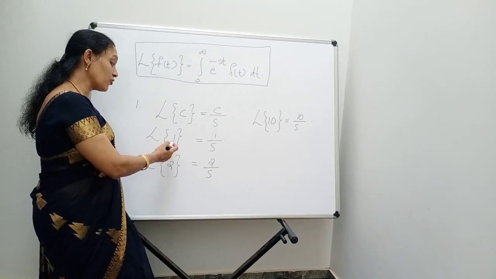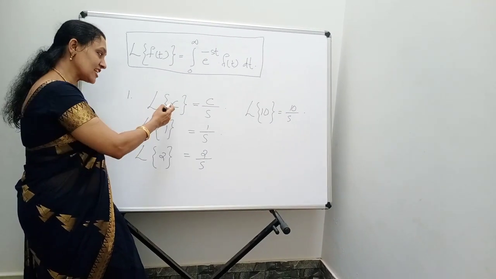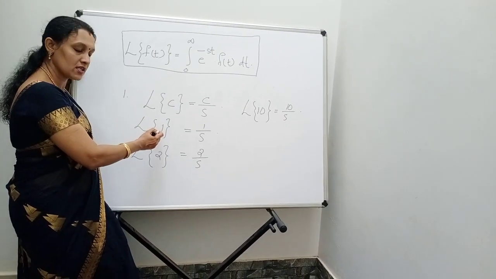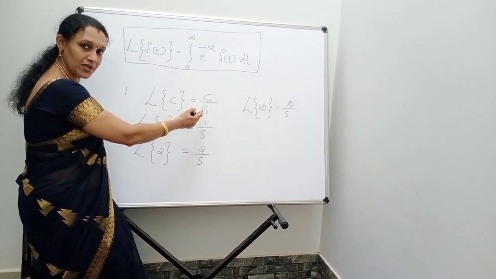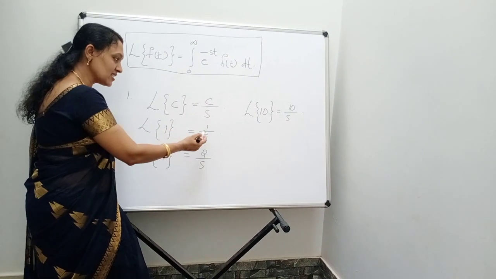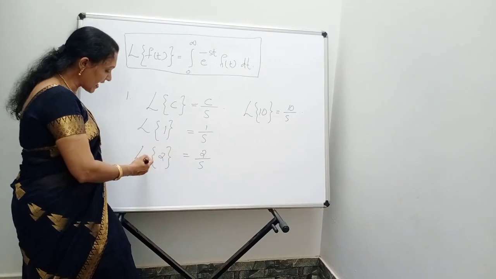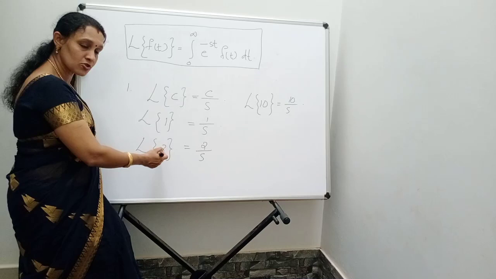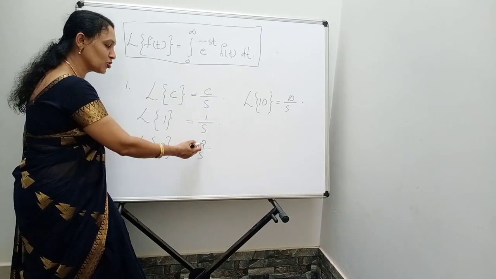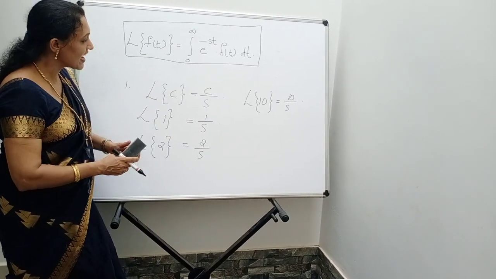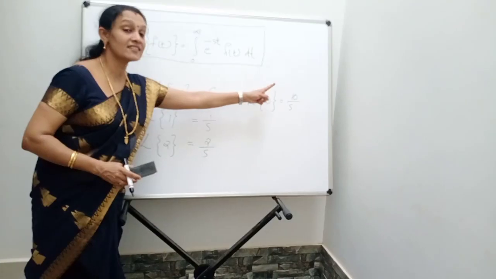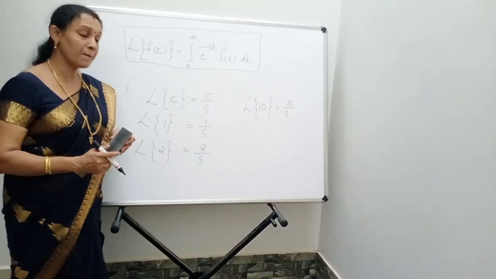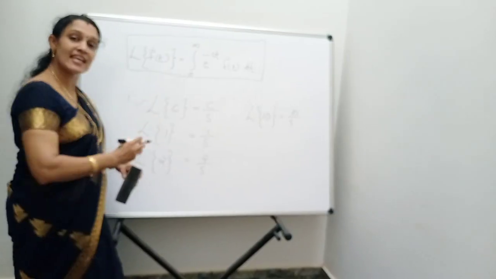So what will be L of 1? If the constant c is 1, what will be the Laplace transform of 1? You can substitute in this equation. So L of 1 is 1 by s. What will be L of 2? Here c is 2, so substituting in this equation, it is 2 by s. Then what is L of 10? It is 10 by s. So like that, we can calculate the Laplace transform of any constant.